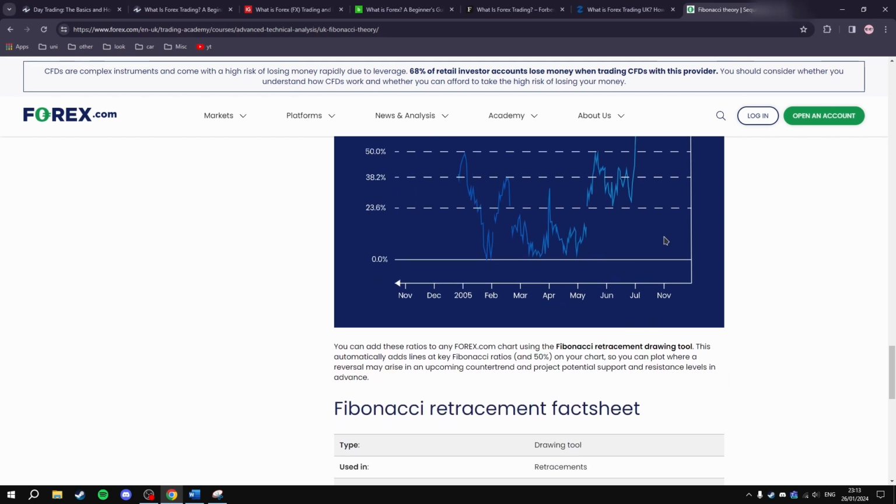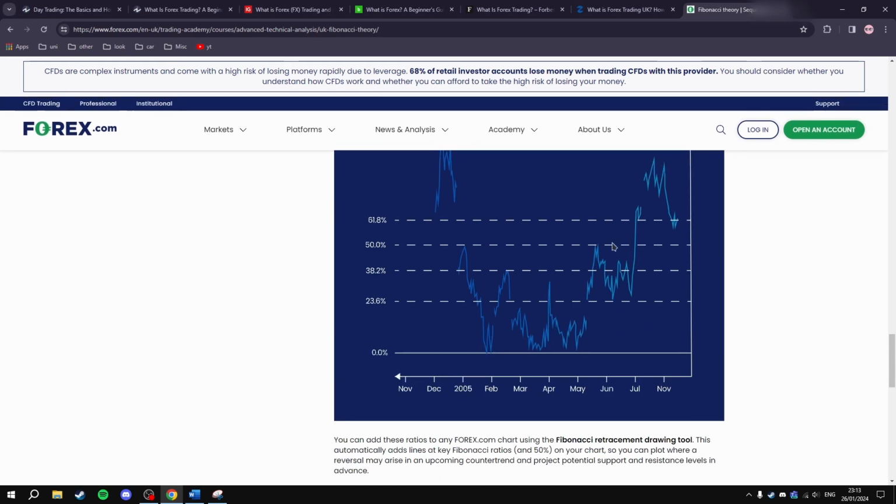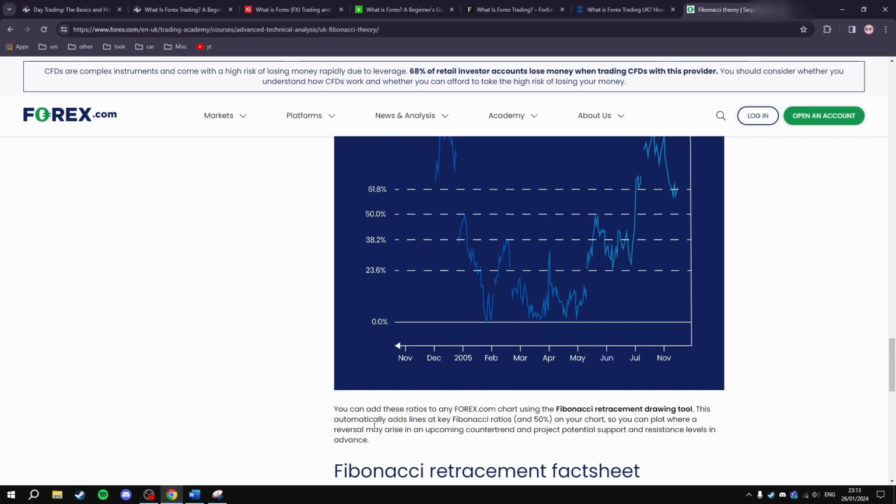You can add these ratios to any Forex.com chart using the Fibonacci retracement drawing tool. This automatically adds lines at key Fibonacci ratios and 50% on your chart. This is 50%, right. So you can plot where a reversal may arise in an upcoming counter trend and project potential support and resistance levels in advance.